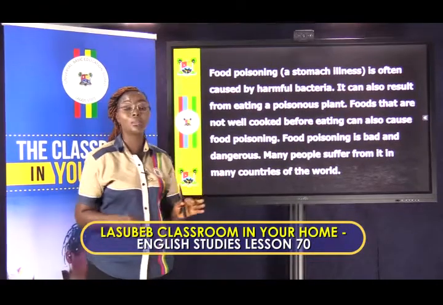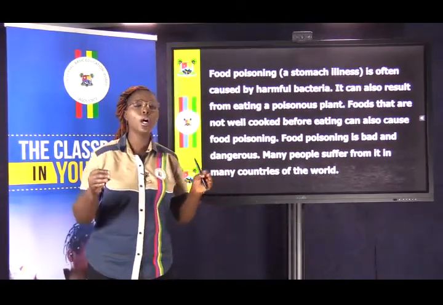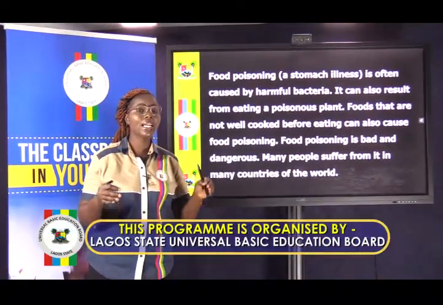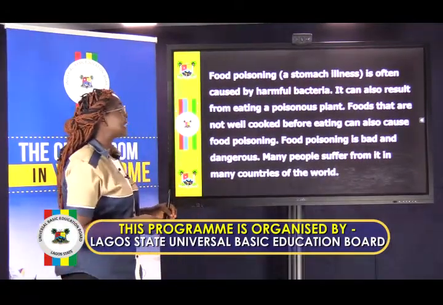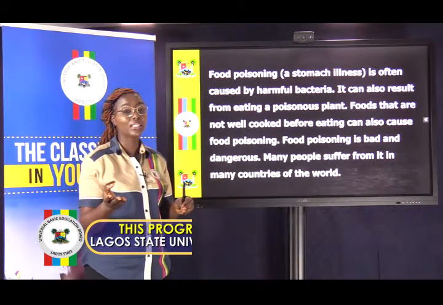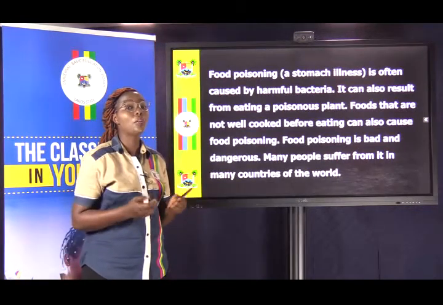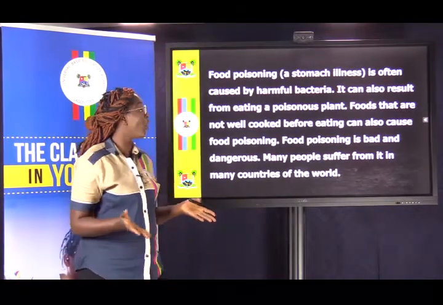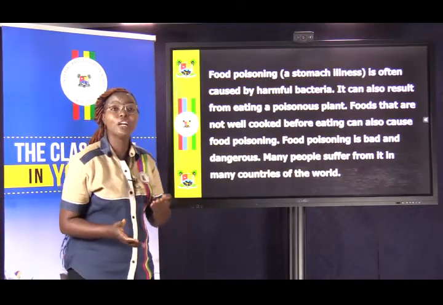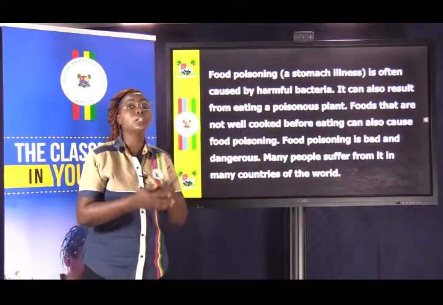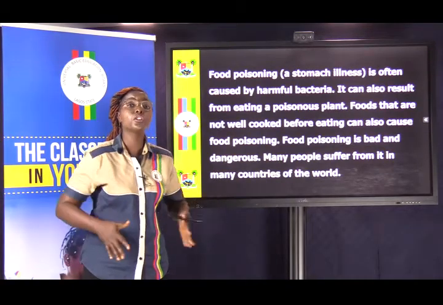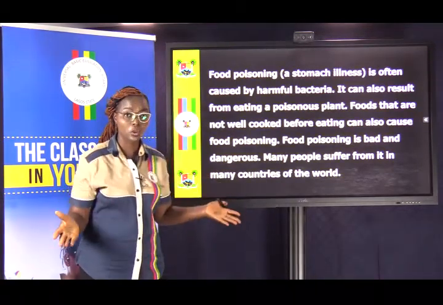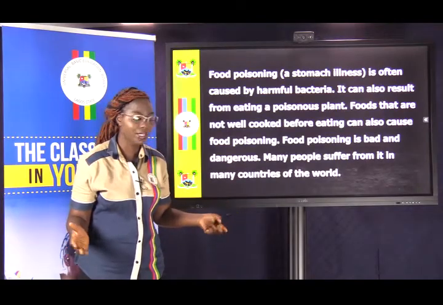Now this page is talking about what, children? Food poisoning. And I said it's a what? It's a stomach illness. It's a stomach illness. And as a result of having a food poisoning comes from eating a poisonous plant or even eating a food that includes poisoning. Even when a food is not safe, it can cause food poisoning in our stomach. Is that okay, children?